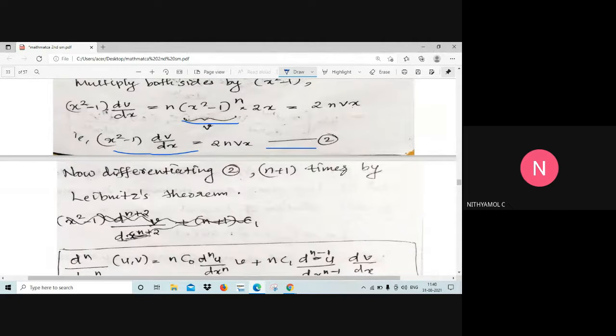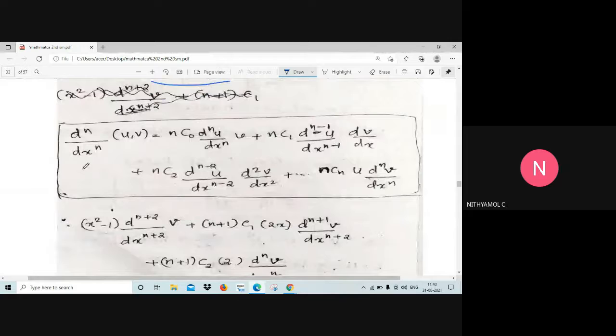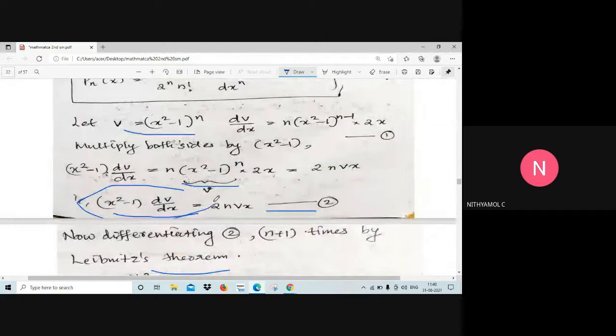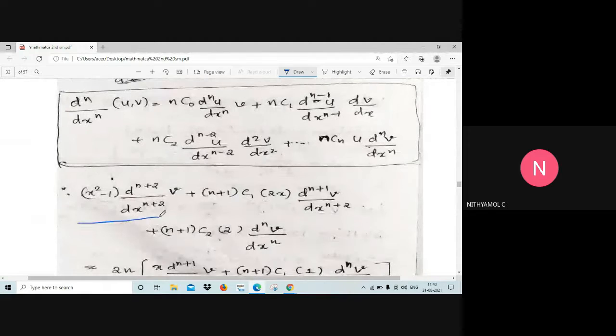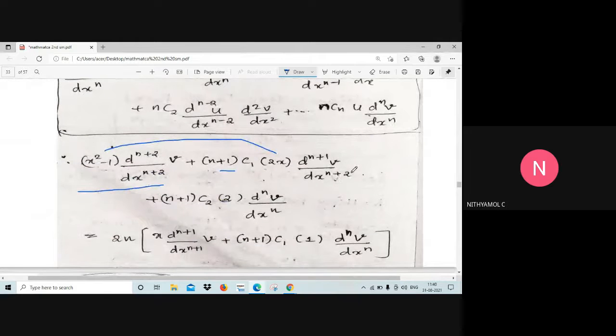So Leibniz's formula is this one: d^n by dx^n of uv is equal to nC0 d^n u by dx^n into v plus nC1 d^(n minus 1) u by dx^(n minus 1) into dv by dx plus etc. So the left hand side, we can use the Leibniz formula, that is (x square minus 1) into d^(n plus 2) v by dx^(n plus 2) plus (n plus 1)C1 into 2x, I'm differentiating this term x square minus 1, that is 2x, into d^(n plus 1) v by dx^(n plus 1), plus (n plus 1)C2 into 2, that I'm differentiating this term 2x, that I got 2, into d^n v by dx^n.